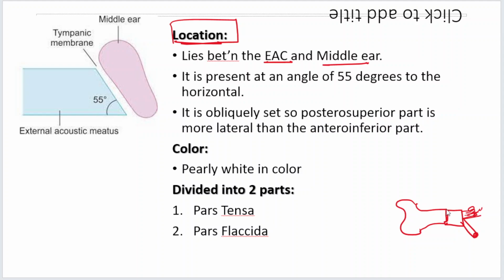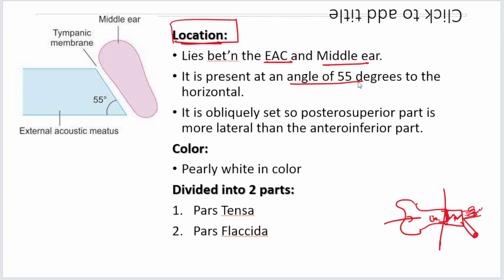Okay. So this is the tympanic membrane. It forms a boundary between the external auditory canal and the middle ear. So it keeps the external world away from the sensitive part of the middle ear, where you have the malleus, incus, and stapes.